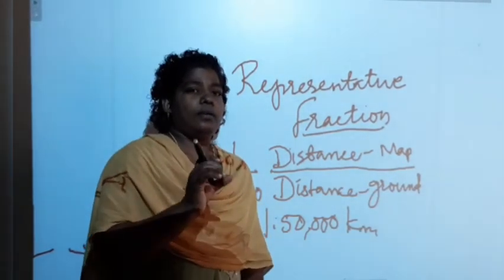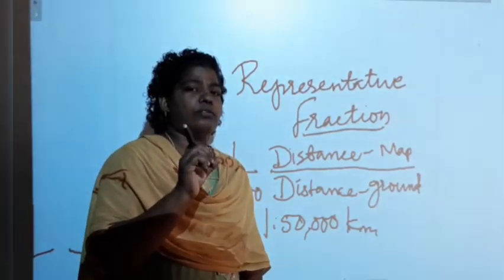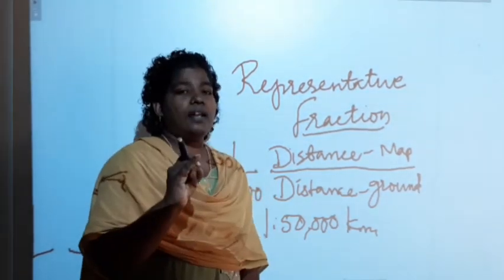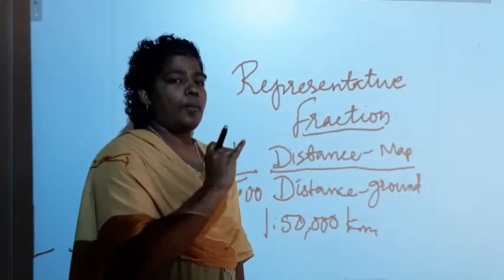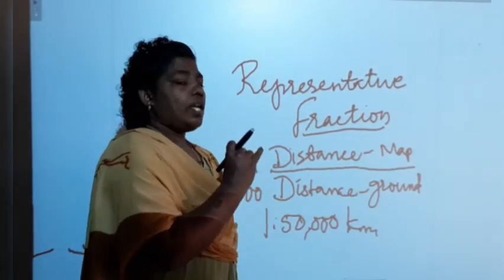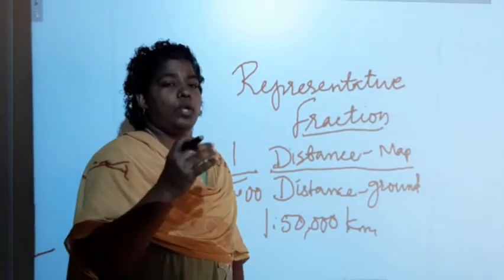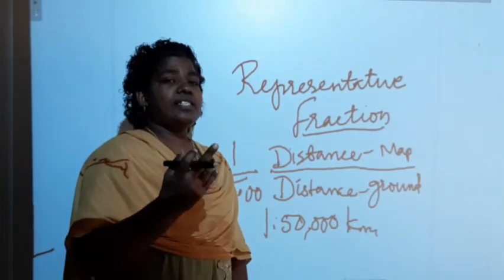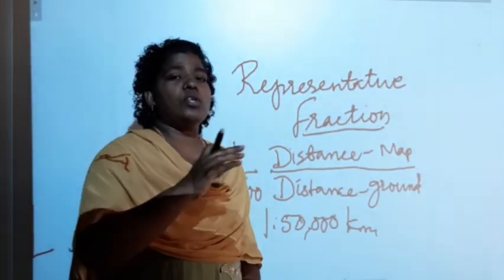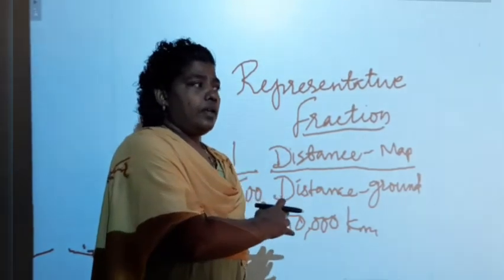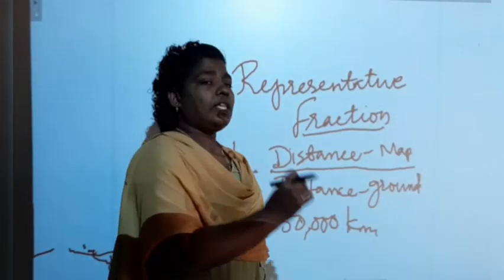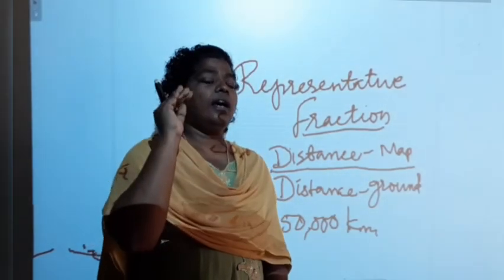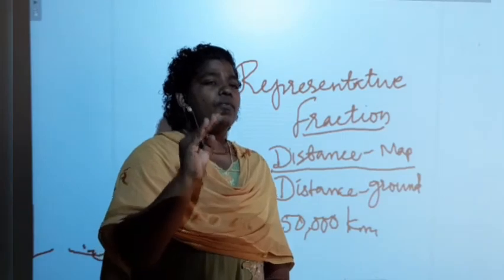So, what all the things have you seen? What all the elements have you seen? You have seen the title. You have also seen the scale. Title talks about the topic of the map, for example, political map or physical map. And the second one is scale. Scale is the ratio between the distance on the map and the distance on the ground. Three types of scale you have seen: verbal scale, linear scale, and the representative fraction.